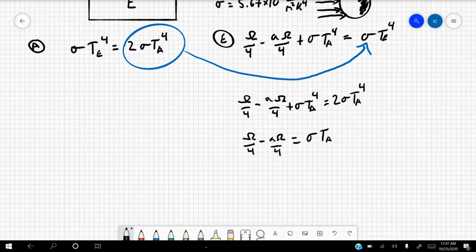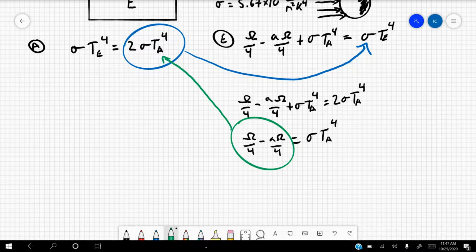Now we are in business because now we have isolated sigma TA to the fourth on the right-hand side of the equation, which means that now we have an expression with no unknowns that we could use to substitute back into our original steady state equation for the atmosphere. If we substitute in omega over 4 minus A omega over 4 into our steady state equation for the atmosphere, we can solve for TE purely in terms of known values like omega, A, and sigma. Let's go ahead and do this. With this substitution, we get sigma TE to the fourth is equal to 2 times the expression that we are substituting.